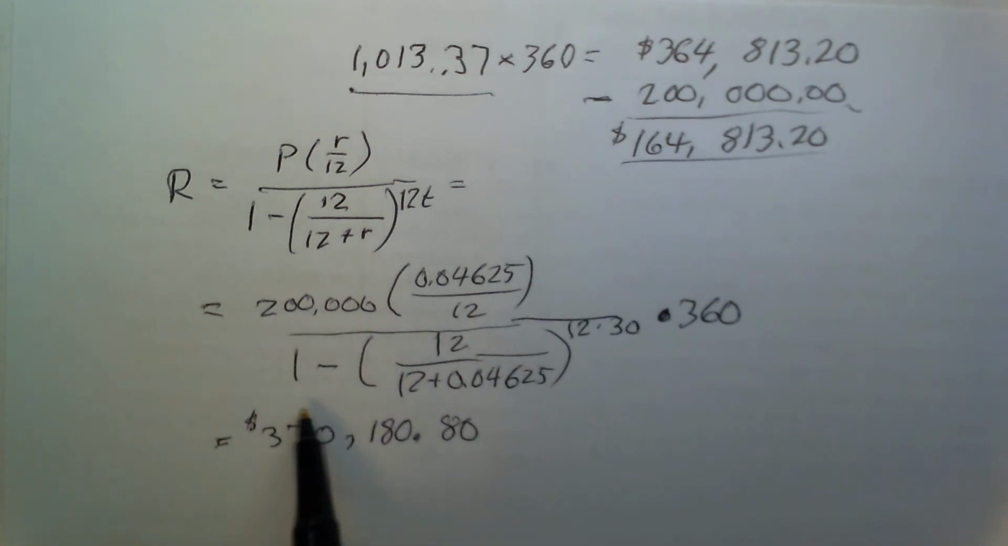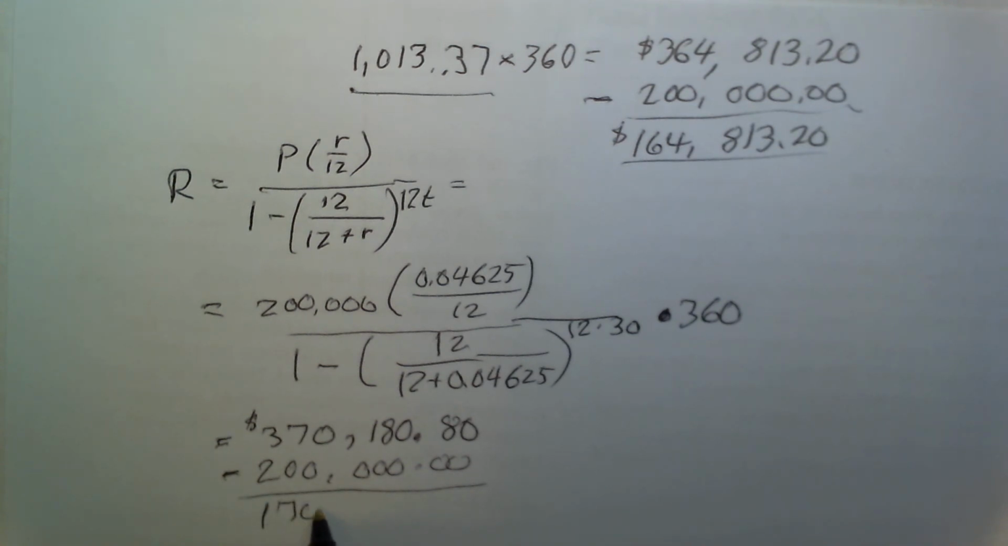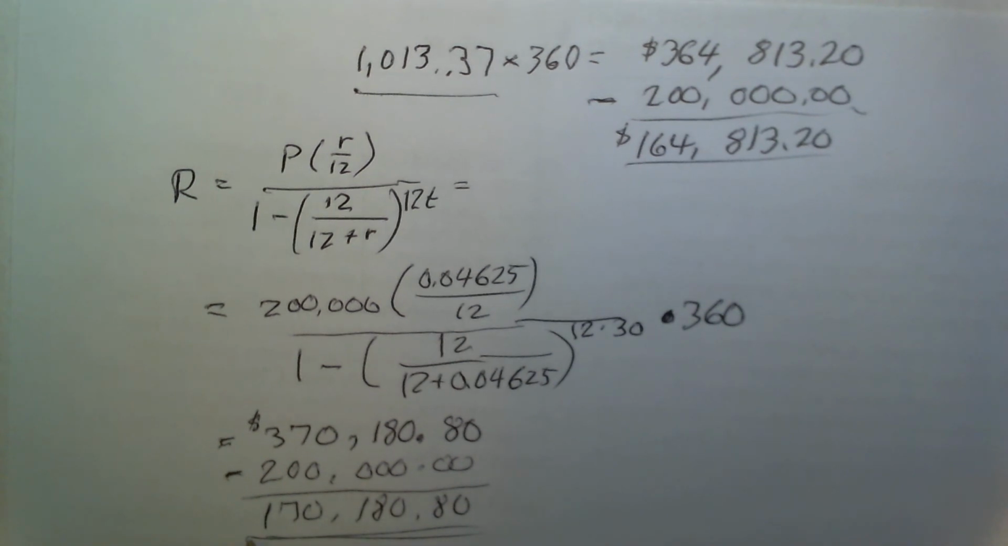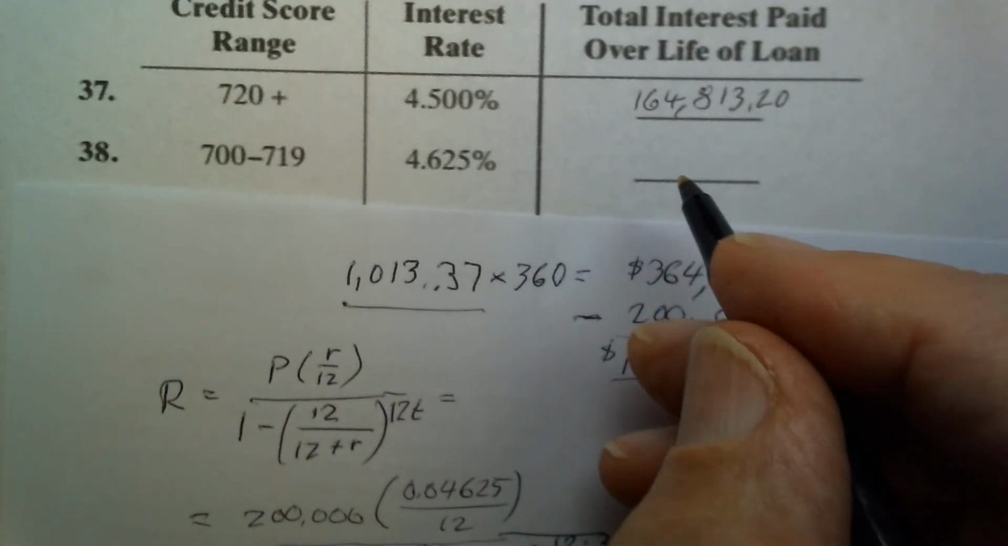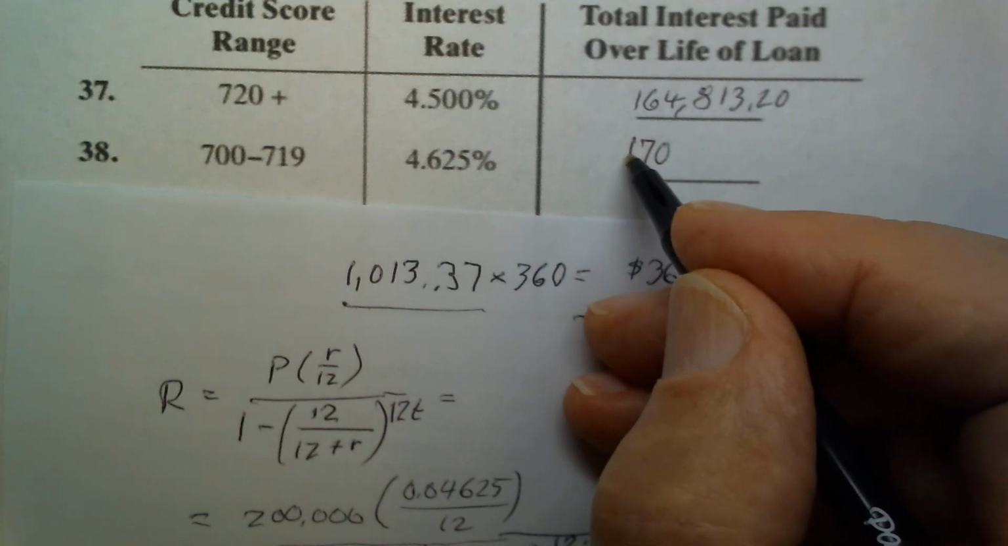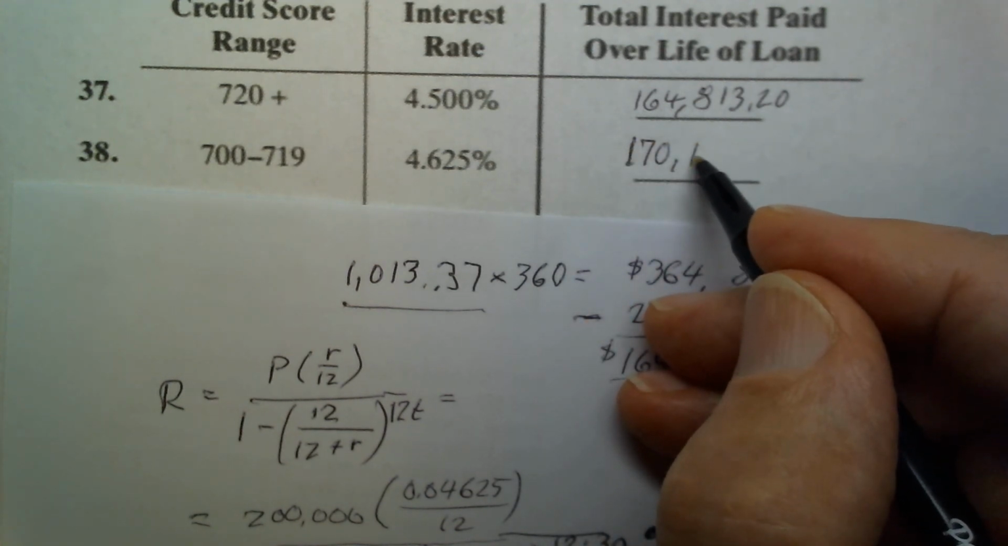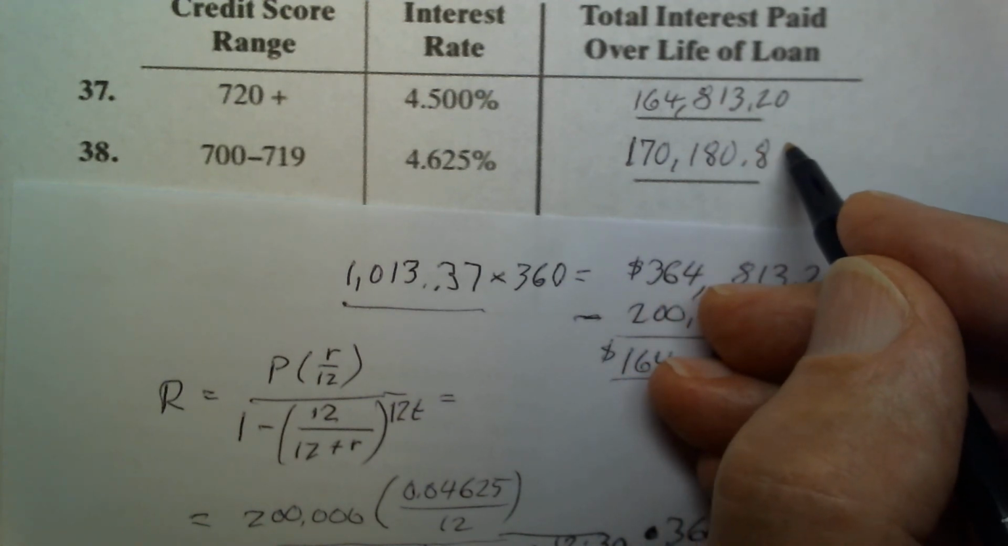So that's when we evaluate this expression and multiply by 360. That is equal to $370,180.80. So from that we subtract the principal of $200,000. That means the amount of interest paid was $170,180.80.